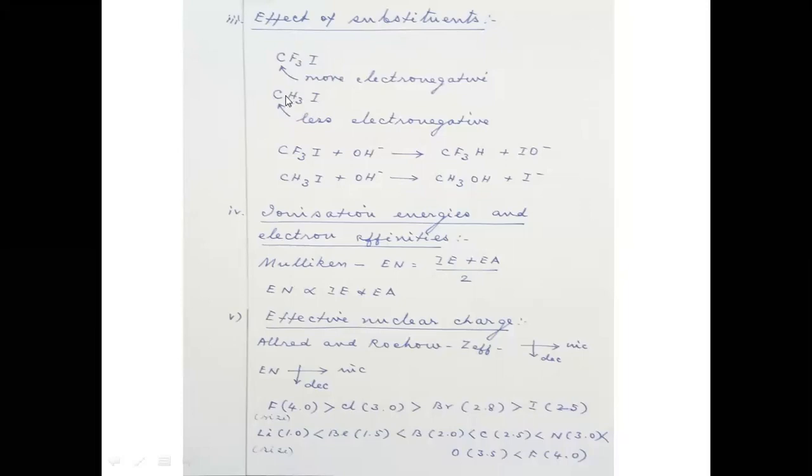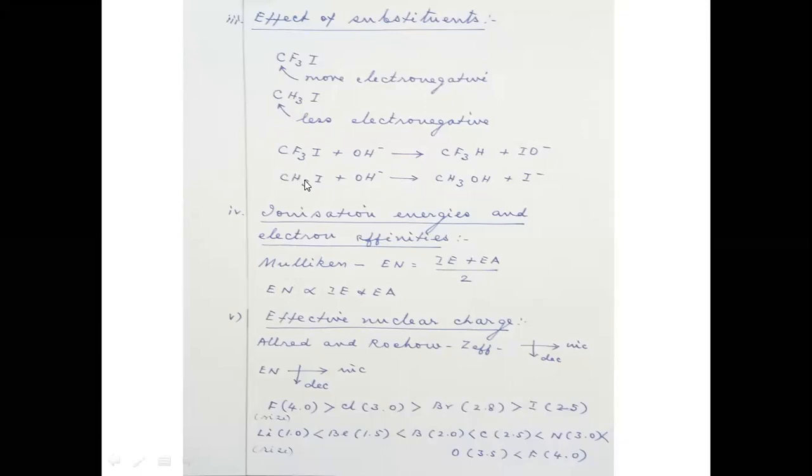But this electronegativity difference of this carbon is very much visible when they react with OH minus ions. See what happens. When OH minus is reacting with CF3I, this carbon is more electronegative, so it attracts the OH minus. OH minus goes over there and gets attached to the carbon. So the compound that is formed is CF3OH, leaving I minus.